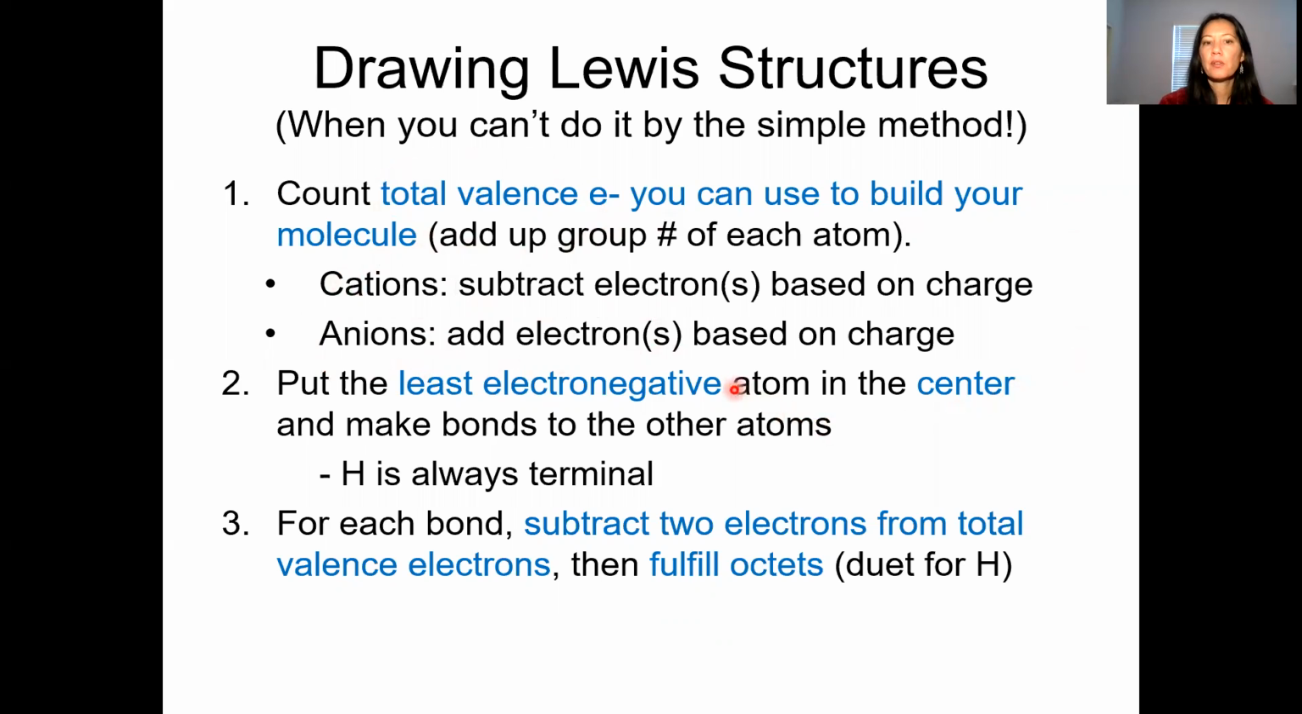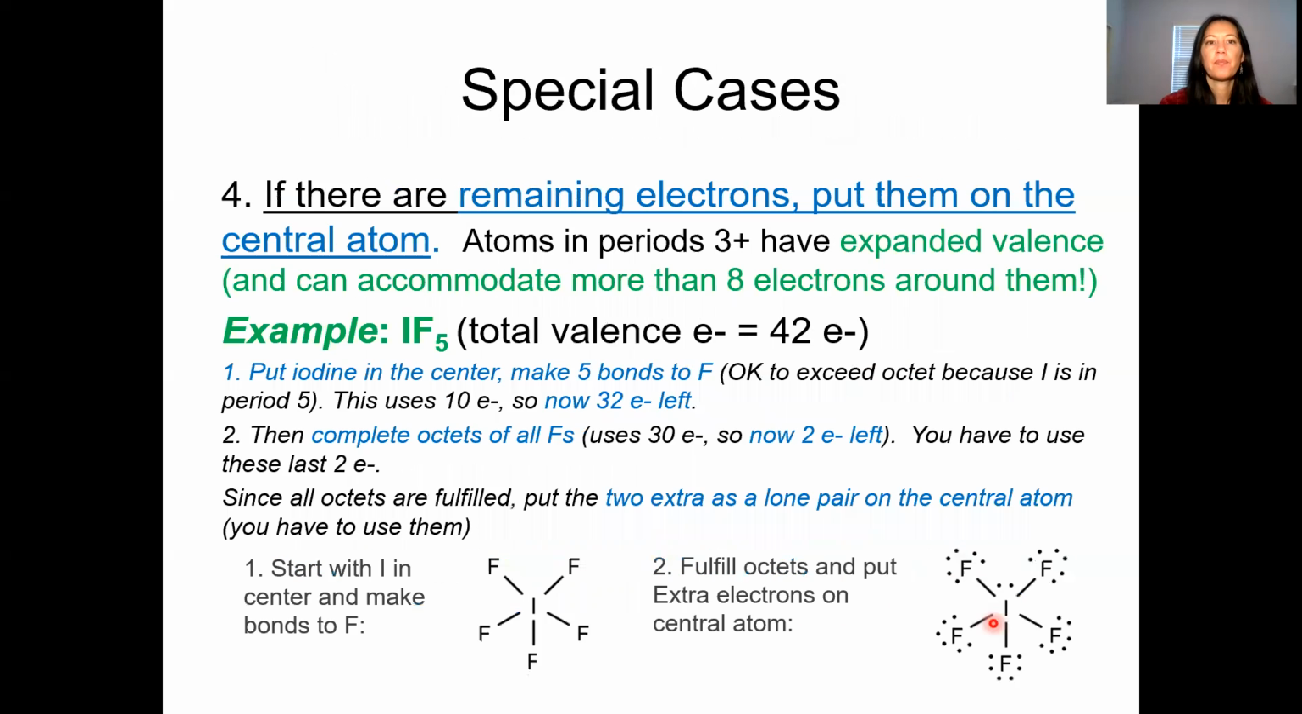The next step is you put your least electronegative atom in the center. H is always terminal. And then we're going to go through, form bonds to each atom. And each time we form a bond, we subtract 2 electrons from the total. The reason is each bond is made up of 2 electrons, and we subtract it from the total to just keep track of how many electrons we have left to use. After that, we fulfill octet, or a duet for hydrogen. So you make sure you have 8 electrons around an atom and 2 for hydrogen.